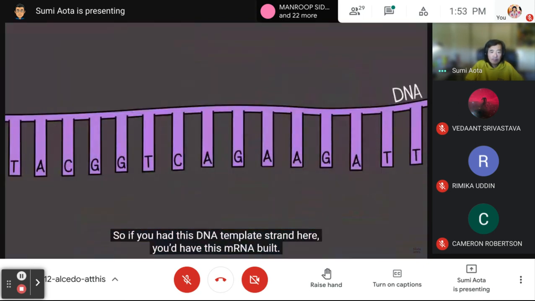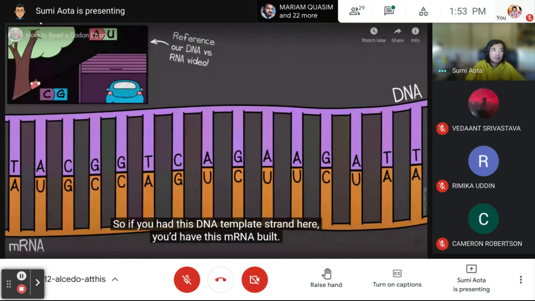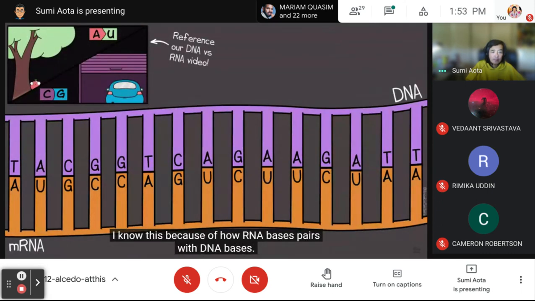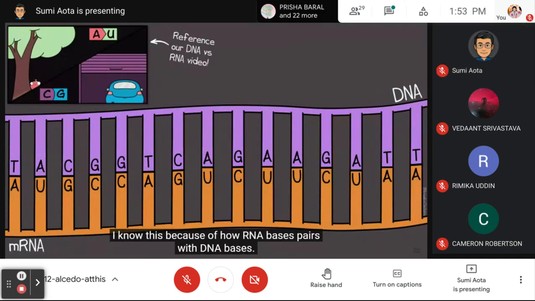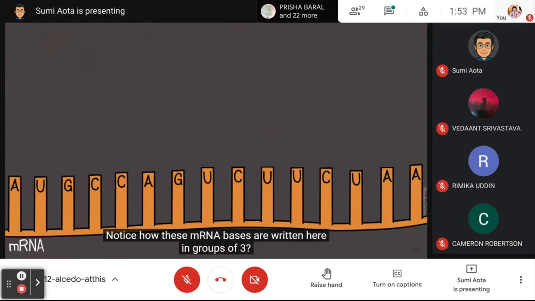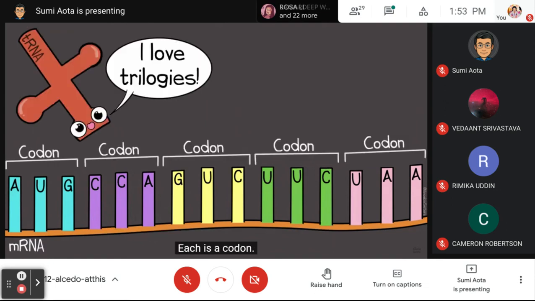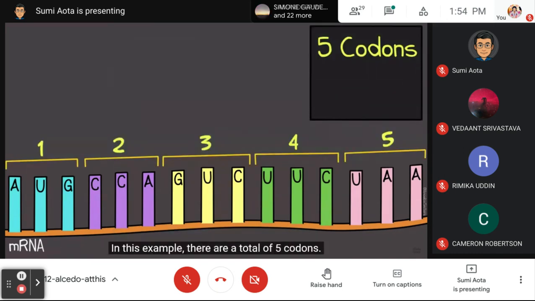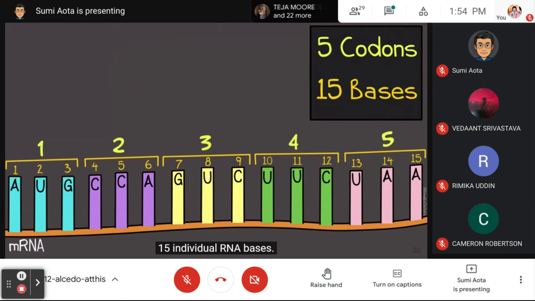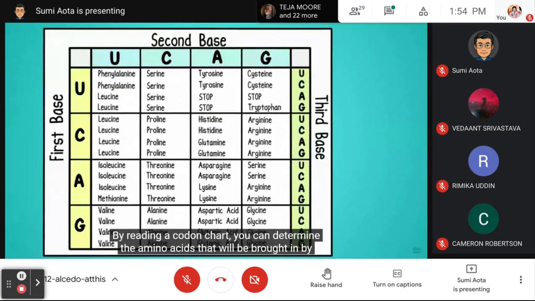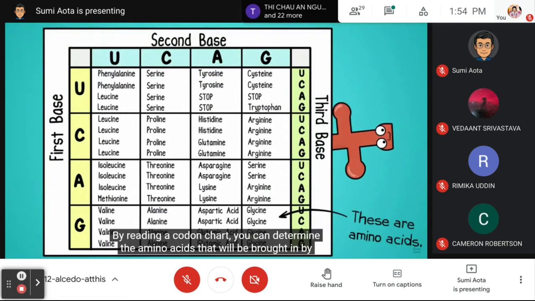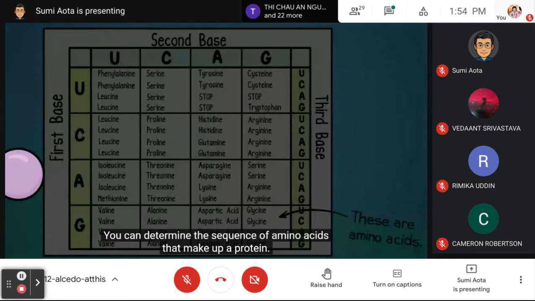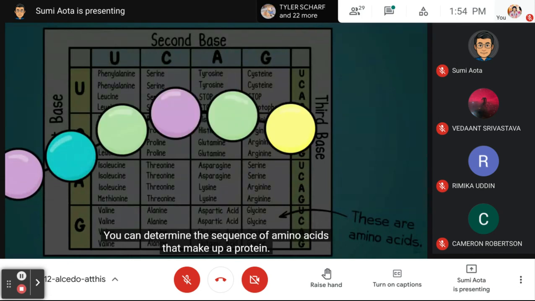So if you had this DNA template here, you'd have this mRNA built. I know this because of how RNA bases pair with DNA bases. Notice how these mRNA bases are written here in groups of 3? Each is a codon. Bases are read in threes, so a codon is how these bases will be read. In this example, there are a total of 5 codons, 15 individual RNA bases. By reading a codon chart, you can determine the amino acids that will be brought in by the tRNAs. You can determine the sequence of amino acids that make up a protein.